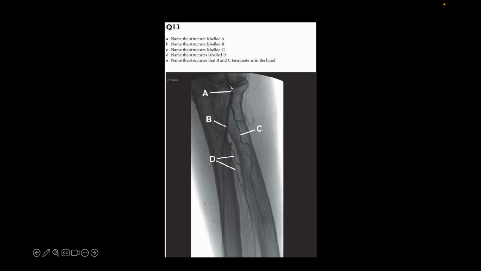So this would be the brachial artery dividing into the ulnar and radial arteries. You know this is the ulnar not just because of where it is, but because the ulnar gives off the interosseous branches, the anterior and posterior interosseous branches, and the common interosseous.